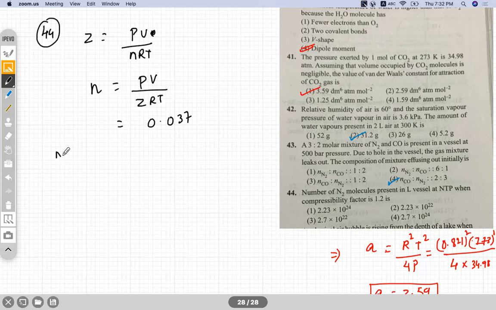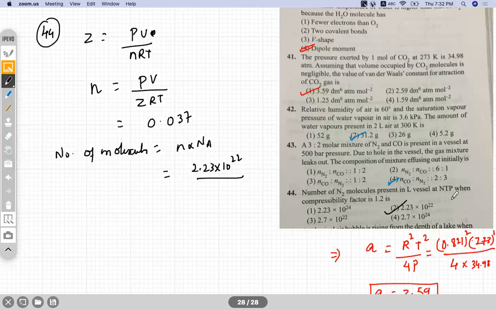So the number of molecules would be what? Number of moles into Na. That is n into Na, which is 2.23 into 10 to the power 22. Option B is correct here. Any doubt in this?